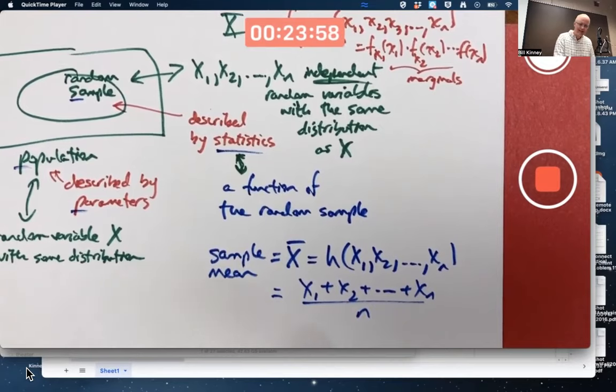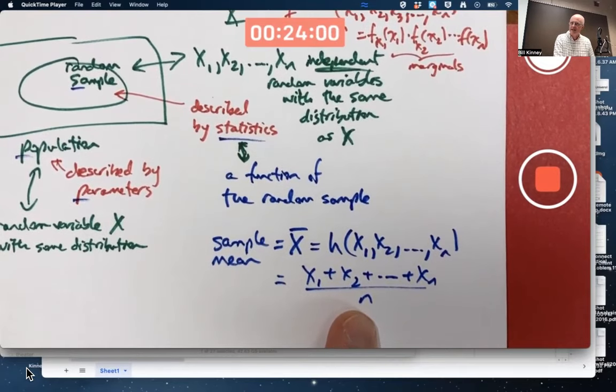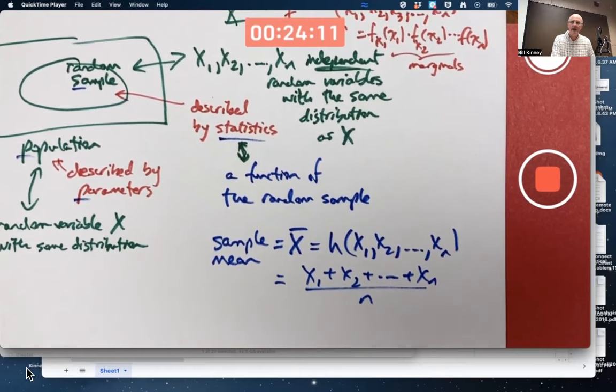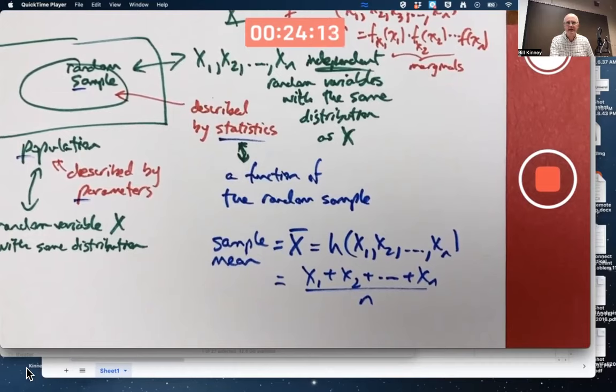But realize this is a theoretical kind of object. It's a random variable because it's a formula involving a bunch of random variables. It's not a bunch of numbers. Capital X bar is not a number. It's a random variable.